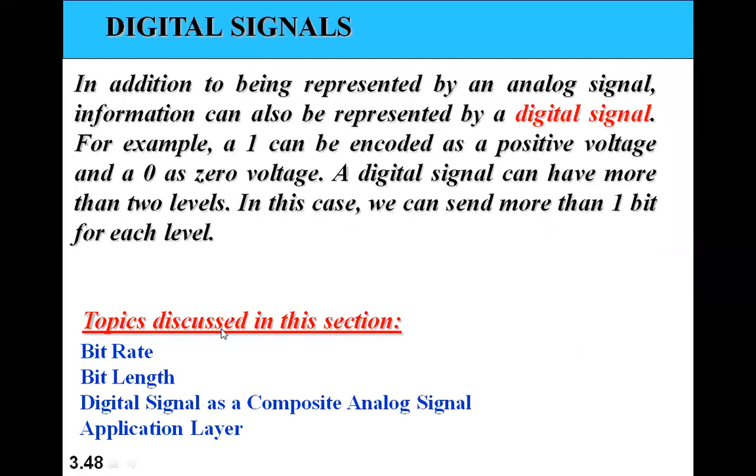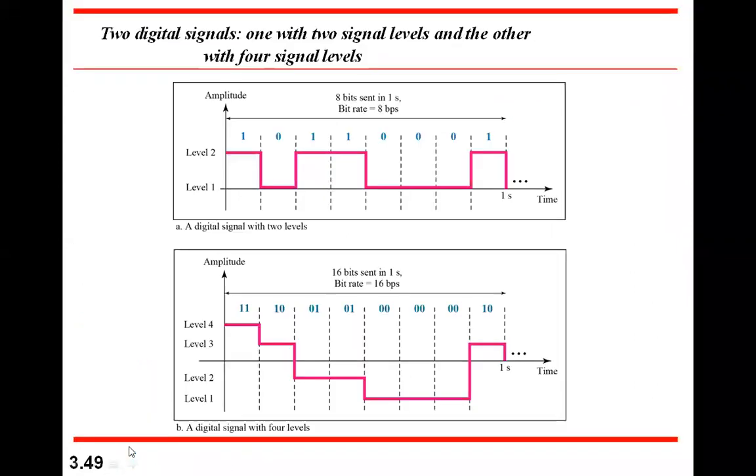Digital signals. When you are transferring digital signals, there is the number of bits you are sending, bit rate, bit length, and then the digital signal as a composite analog signal. These are things we go into. When you take the digital signal, it will have multiple levels. Maybe here it is having only 2 levels, whereas here it has 4 levels. So to represent these levels, we use again a combination of bits based on that.